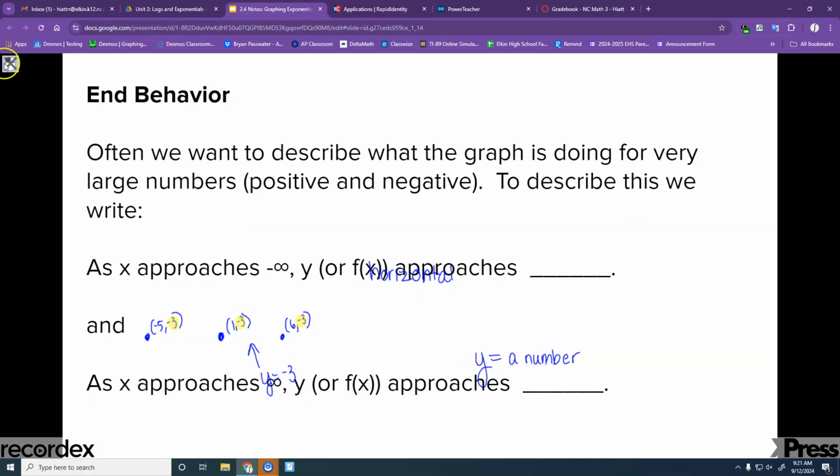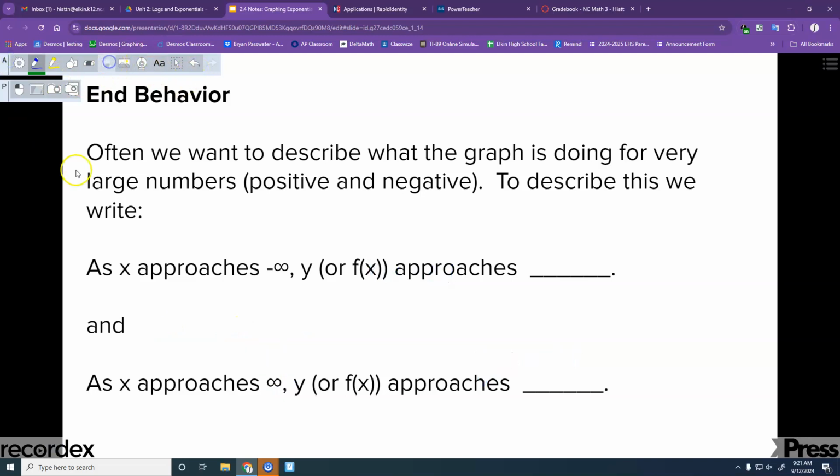All right, let's keep going. All right, end behavior. This is talking about what happens at the far ends of the graph, as far as you can go on the left and as far as you can go on the right, okay? So often we want to describe what the graph is doing for very large numbers, either positive or negative. To describe this, we write, as x approaches negative infinity, y, or sometimes f of x, just depending on which one you're using for your equation, approaches blank. And as x approaches positive infinity, y or f of x approaches blank.